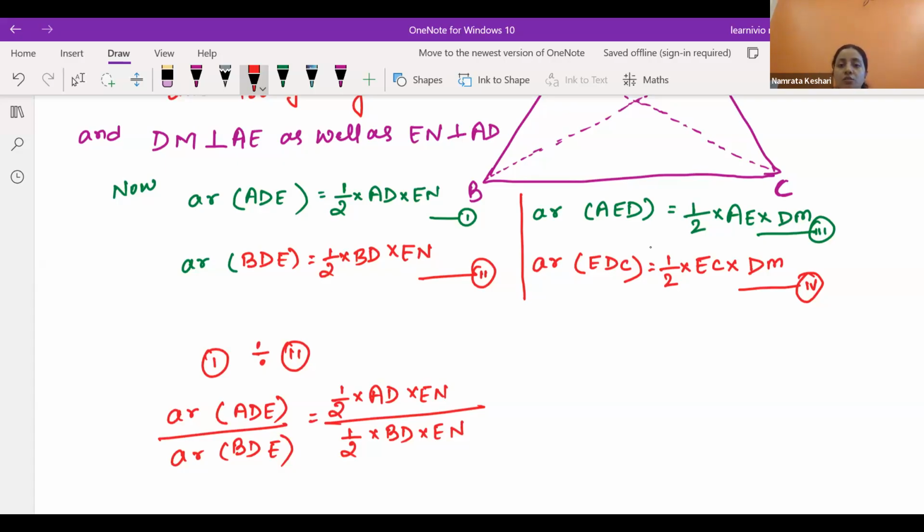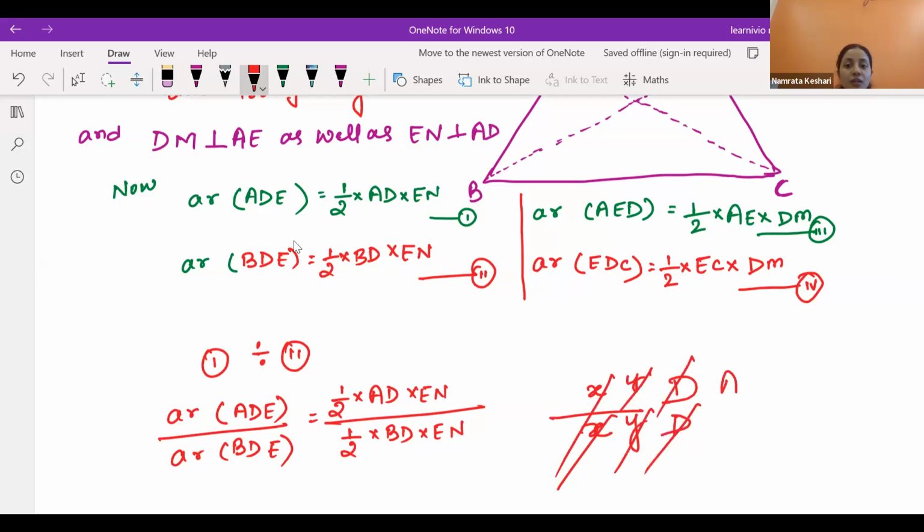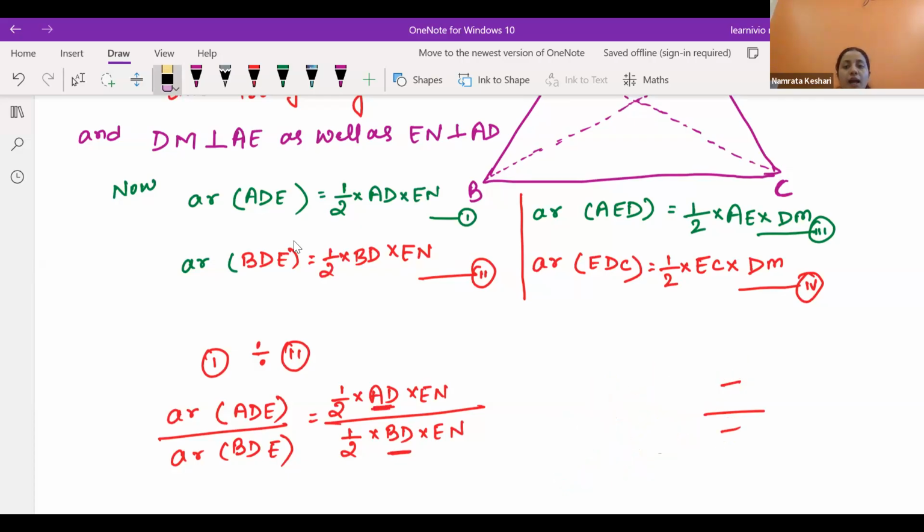This is a blunder mistake which we will never ever do in such a scenario. This is not an algebraic expression you are dealing with, where you would say in numerator X, in denominator X, cancel; in numerator Y, denominator Y, cancel; in numerator D, denominator D, cancel; in numerator A, denominator A, cancel. This type of situation we are not dealing with here. AD is a length and BD is another length. These two are not the same, or maybe they can be the same, we don't know. We have to check the figure.